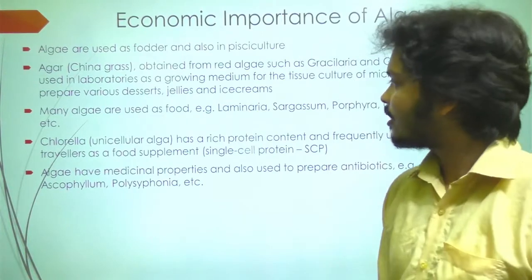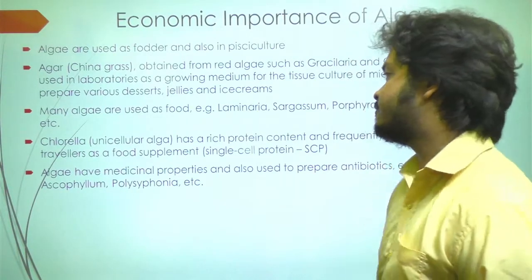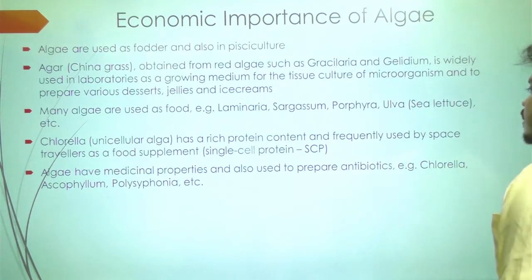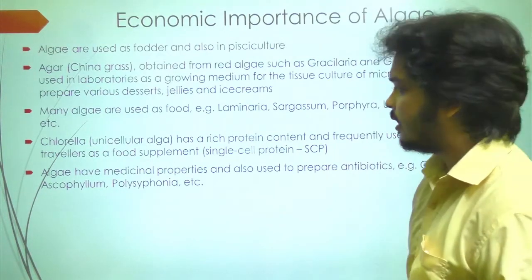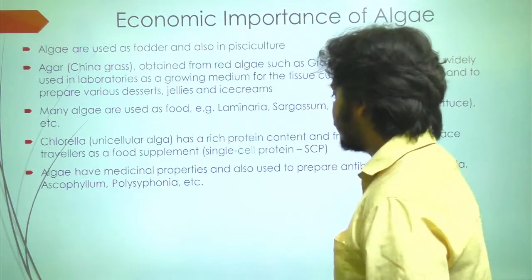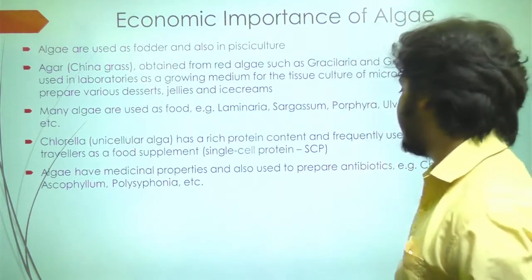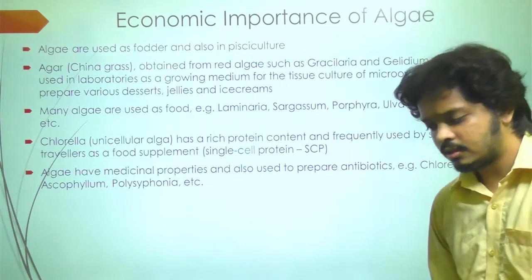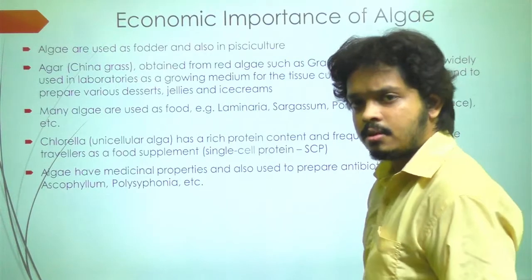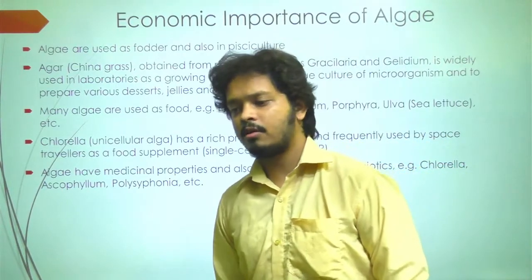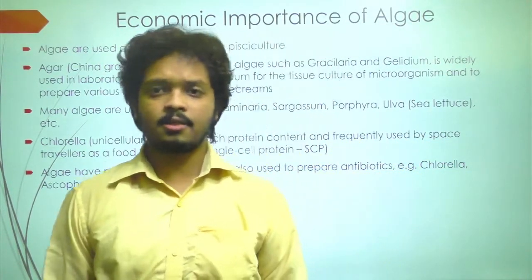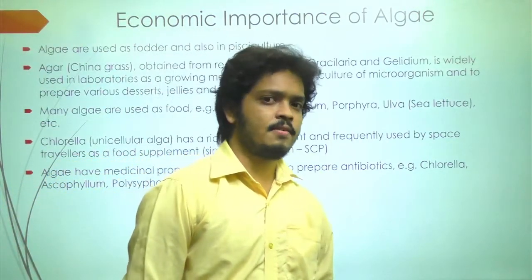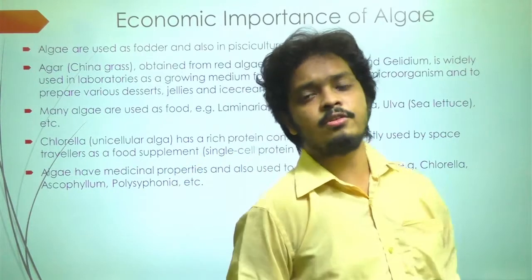So many algae are used as food. Laminaria, sargassum, porphyra, ulva, etc. Chlorella, a unicellular alga, has a rich protein content and is frequently used by space travelers as a food supplement. You see, in modern times, space travel has been one of the biggest front lines of the newspapers. How should astronauts live in space in adverse conditions where it is very difficult to cultivate food? So how do you feed them?